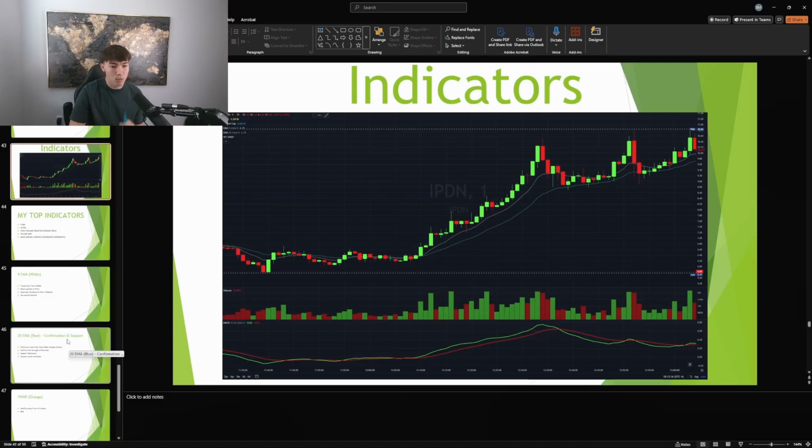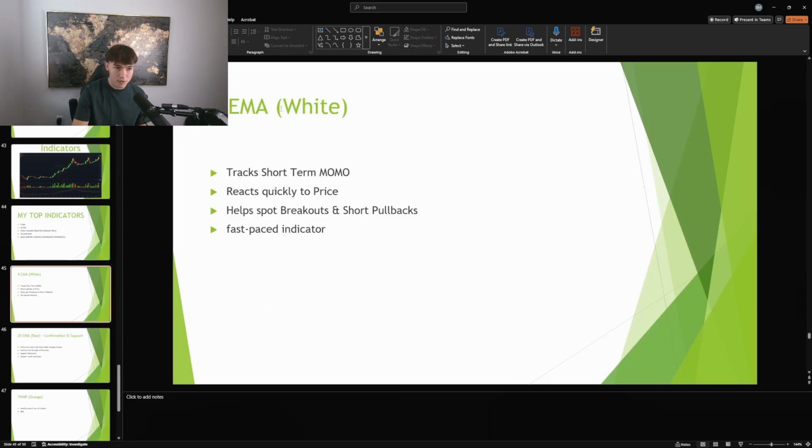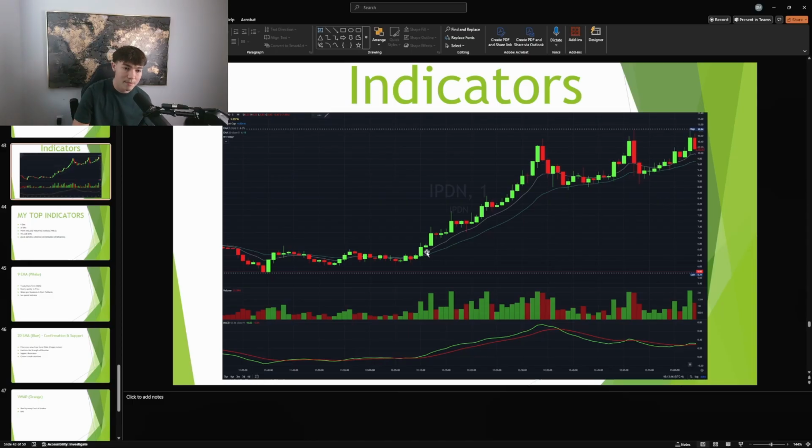And so I find it really important to connect a color scheme with some of the indicators that you use. And so for the 9 EMA, I typically use the color white. So you'll see the 9 EMA being white. And this allows my brain to process the EMAs and the indicators a little bit quicker than if they were all the same colors, because we can differentiate each indicator.